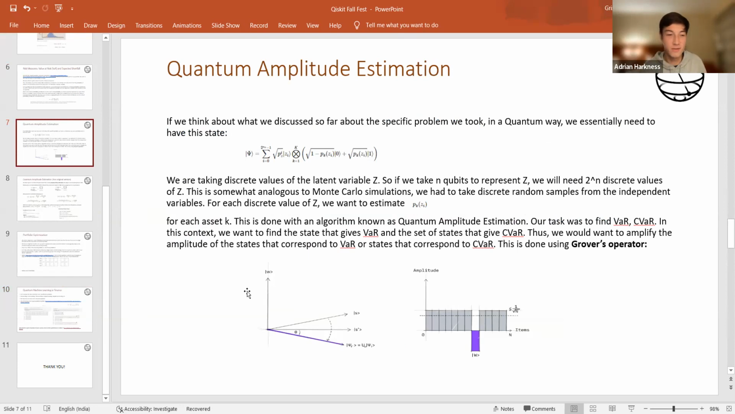That's really insightful into some of the areas that people can take quantum computing towards, finance. Does anyone have any questions?